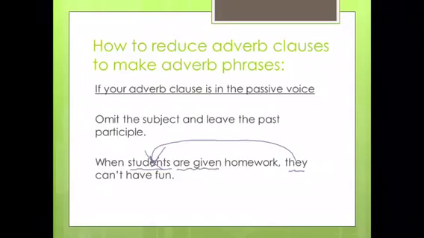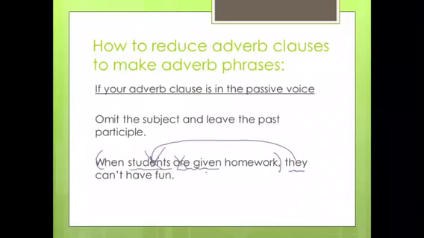Well, let's take a look. We have the passive voice, are given. Here's my adverb clause. I do have that be verb, so I need to get rid of it as well. But instead of changing the past participle given into the present participle like before, it's actually okay to leave it the way it is. So our sentence becomes, when given homework, they can't have fun.